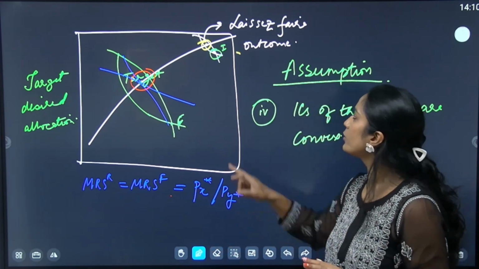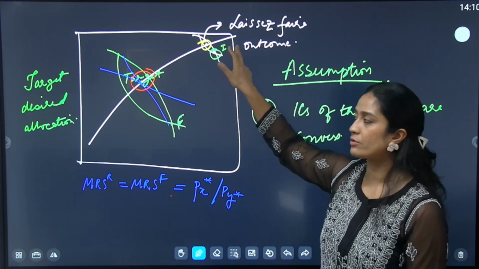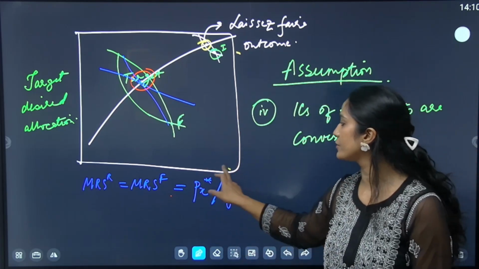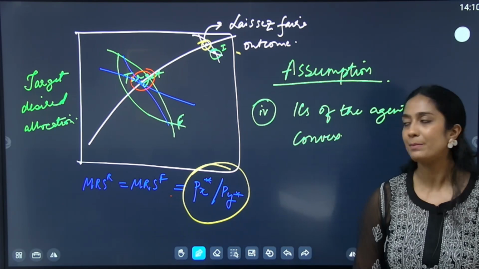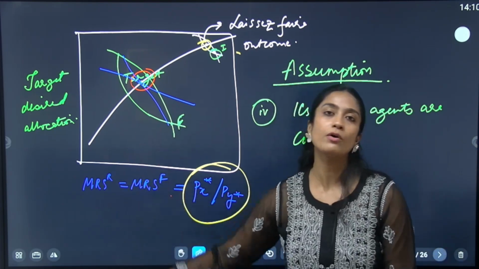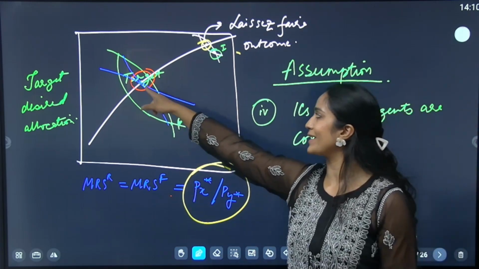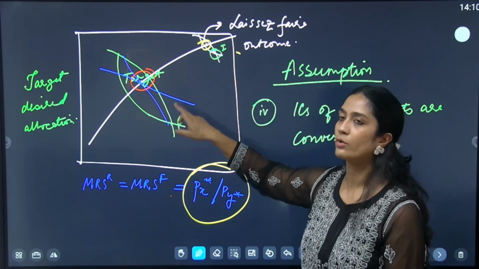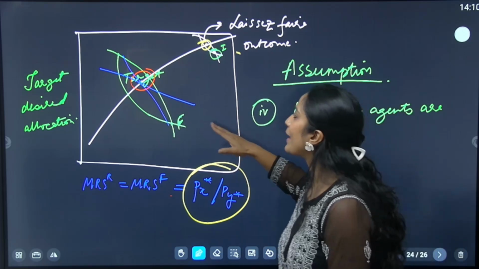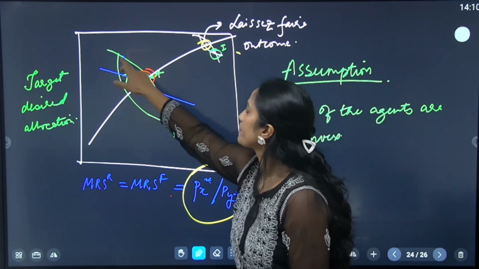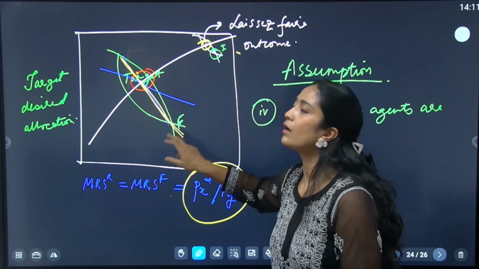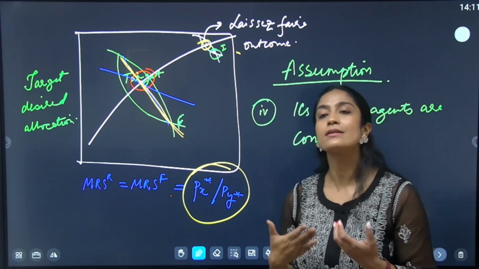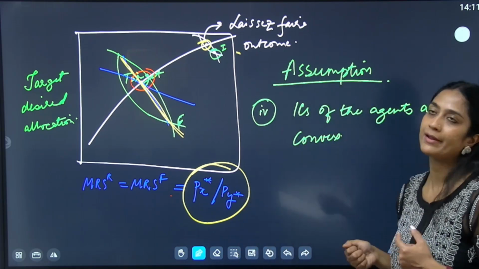So what this will do is, it will move the allocation from here to here, and secondly it will announce the set of prices, which will be equal to this Px star by Py star, which is exactly equal to the slope of these two, because this point is on the contract curve, so it has to be tangent. Once you do that, you put people from here to here and you announce a price that will make this the only end result. This is the second fundamental theorem of welfare economics.